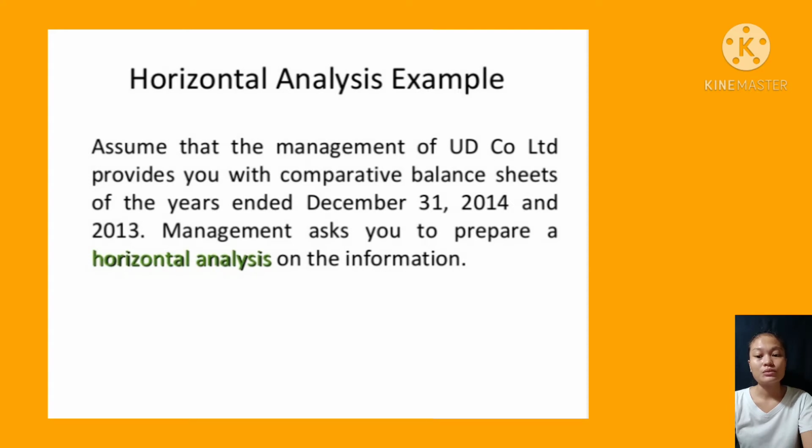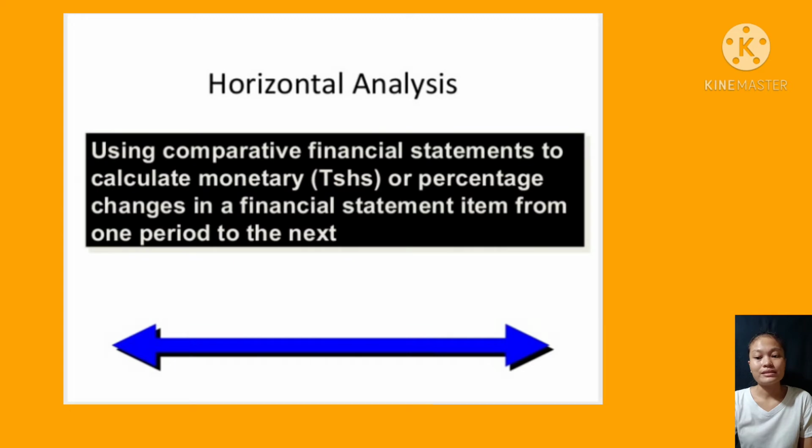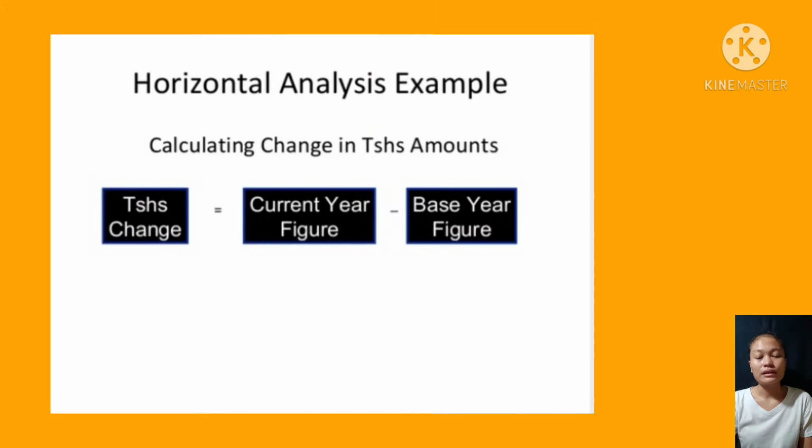Assume that the management of UD Corporation Ltd. provides you with comparative balance sheets of the years ended December 31, 2014 and 2013. Management asked you to prepare a horizontal analysis on the information. Using comparative financial statements to calculate monetary or percentage changes in a financial statement item from one period to the next. Calculating change in monetary amounts.